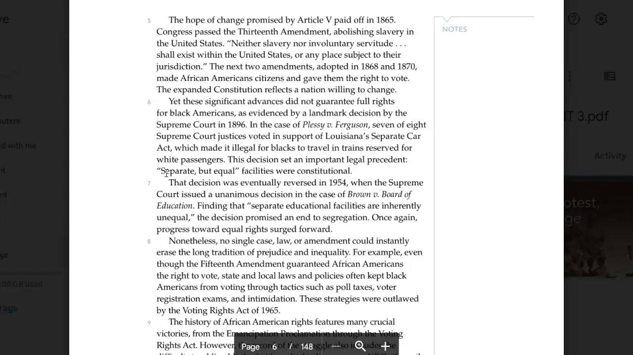Yet these significant advances did not guarantee full rights for Black Africans. As evidenced by the landmark decision by the Supreme Court in 1896, in the case of Plessy v. Ferguson, 7 of 8 Supreme Court justices voted in support of the Louisiana Separate Car Act, which made it illegal for Blacks to travel in trains reserved for white passengers. This decision set an important legal precedent. Separate but equal facilities were constitutional.